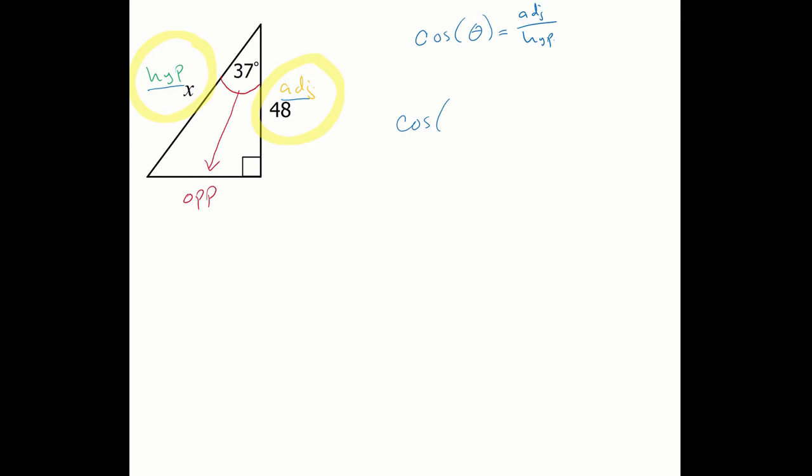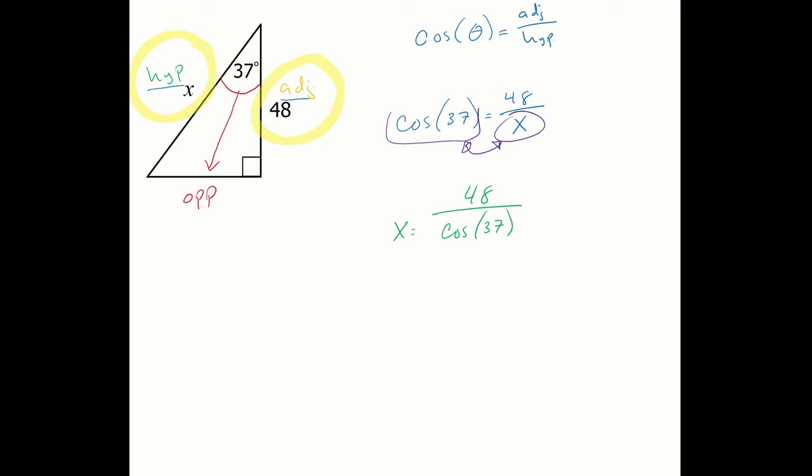So we have cosine of 37 degrees is equal to 48 over x. Now here, because x is in the denominator, I'm going to take the function of cosine of 37 and x and basically switch them so that I end up with x equals 48 over cosine of 37. And so that's exactly what I'm going to put into my calculator.